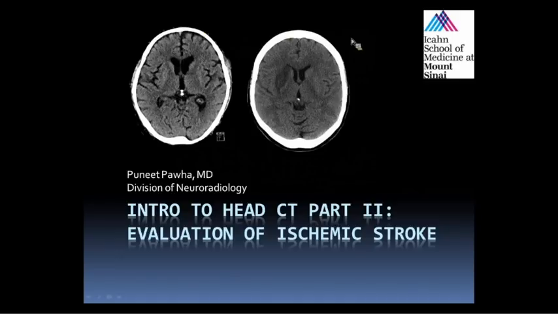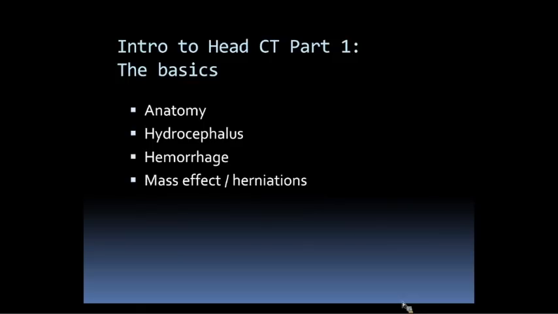This time we're going to be talking about stroke and how to look at CT in the setting of acute ischemic stroke, as opposed to hemorrhage, parenchymal or subarachnoid hemorrhage. So we're just talking about ischemic stroke. Last time we talked about the basics: anatomy, mass effect, herniations, and the main pathology I discussed was hemorrhage, which is hyperdense or bright on CT.